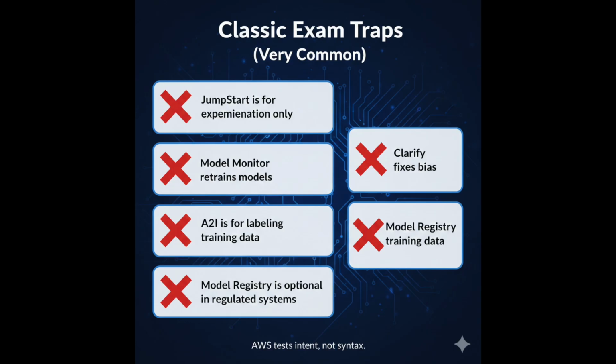Number 9, classic exam traps, very common. JumpStart is for experimentation only. Model Monitor retrains models. Clarify fixes bias. A2I is for labeling training data. Model registry is optional in regulated systems. All wrong. AWS tests intent, not syntax.